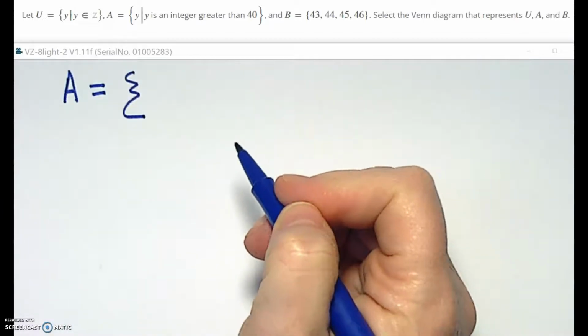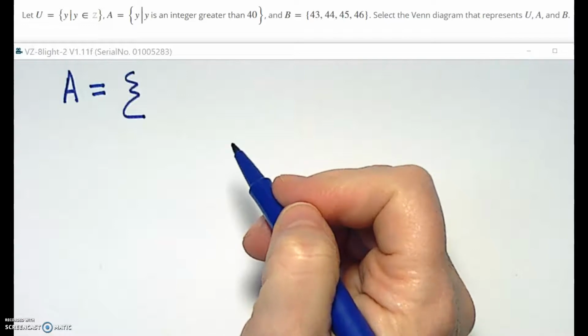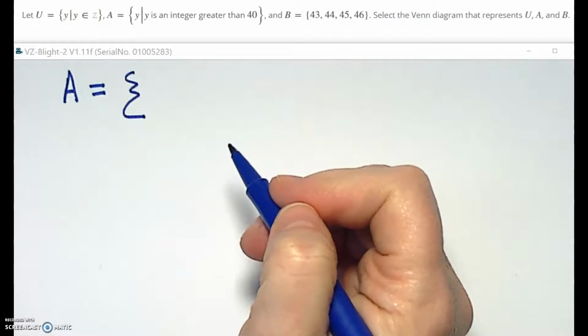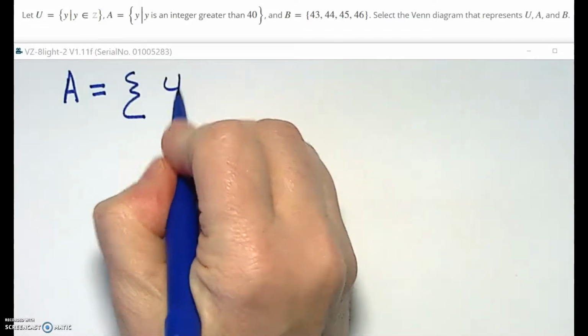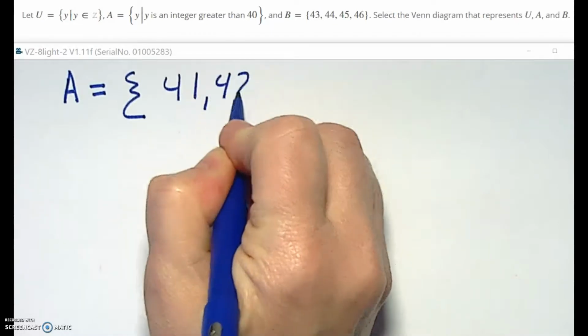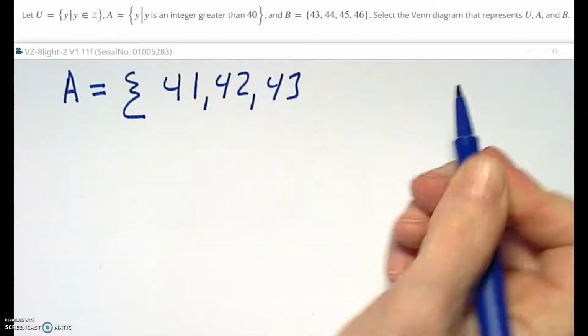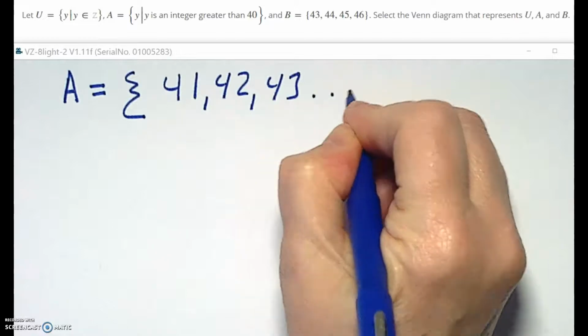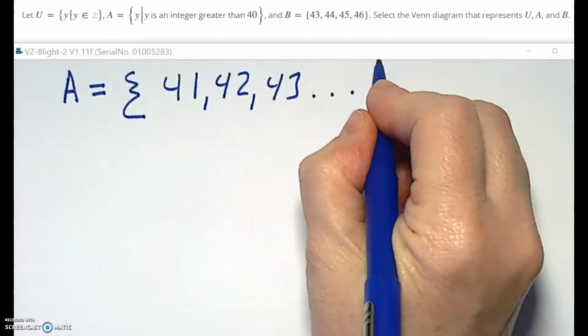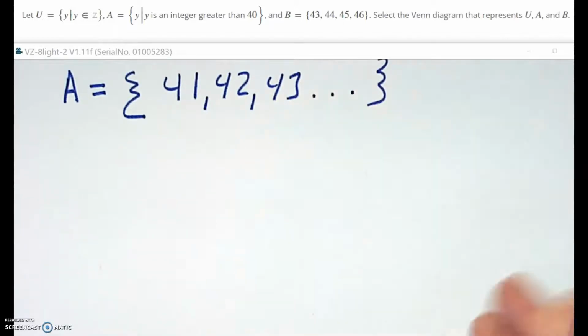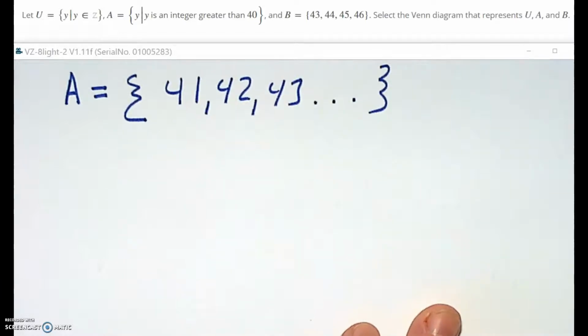So Chris is here. Chris, what should I write? You should write 41, 42, 43, and end with dot, dot, dot. 43. That's enough to get the picture and end with dot, dot, dot. Because there's no way we're going to keep writing, because it doesn't end, right? So, okay, we're going to do that.